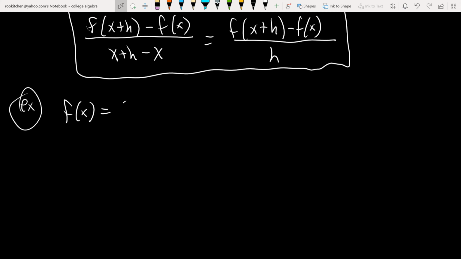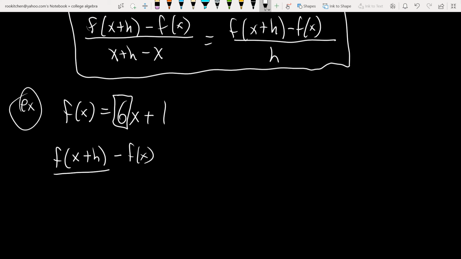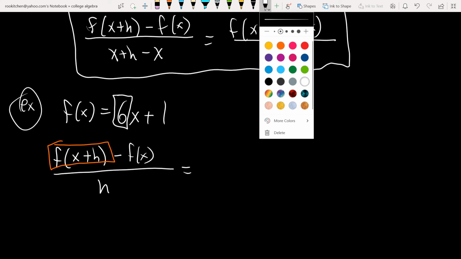And to hit home the fact that this is a slope formula, we know, what is the slope of this function here? Well, it's 6, right? So our answer should be 6. Okay, so I need to evaluate this f of x plus h minus f of x all over h. Okay, so just do one piece at a time. First off, the f of x plus h part. So what I'm doing is putting x plus h in wherever I see x into f of x.